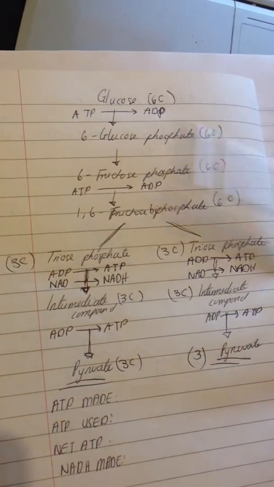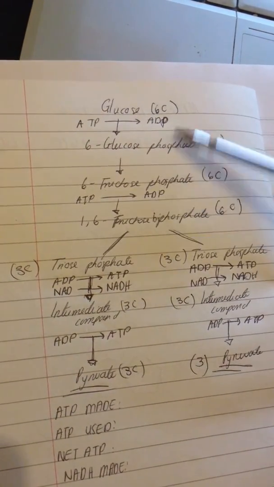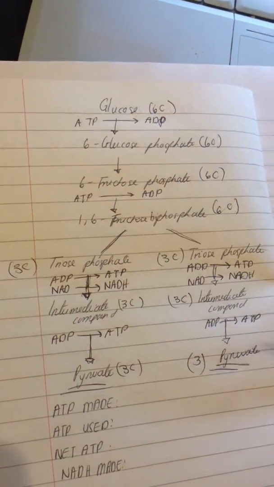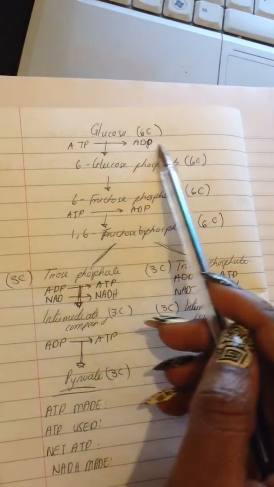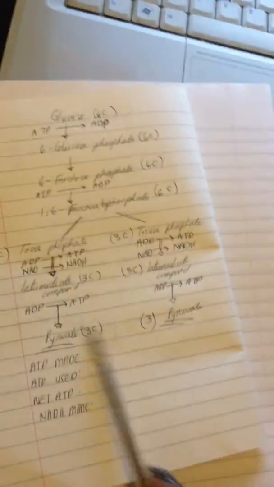So if you notice, we haven't really taken away any carbon. We still have 6, and they were just split to give us 2 triose phosphates. If these were combined, we would still have 6 carbons, same as glucose. So nothing was decarboxylated in here.